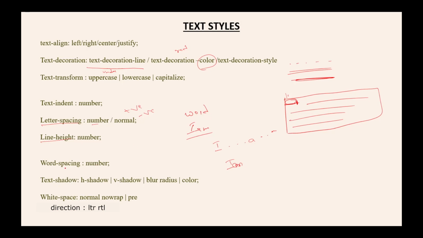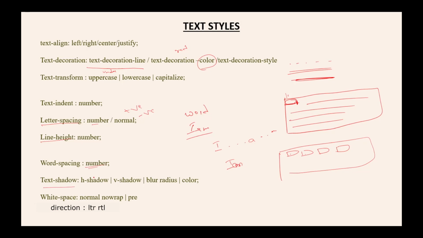And what is meant by word spacing? Word spacing is used to specify the space between the words in the paragraph. Suppose this is an element, there are a number of words, right? So how much space you want to give from one word to another word? With the help of word spacing, we are giving spaces. That is word spacing.